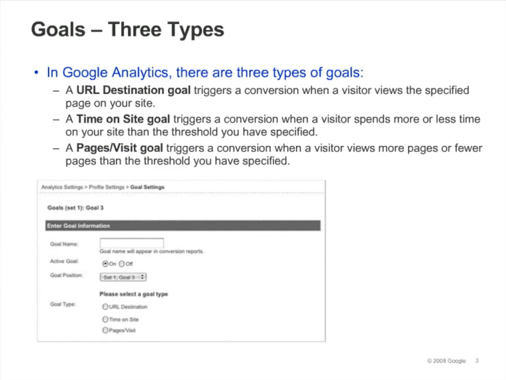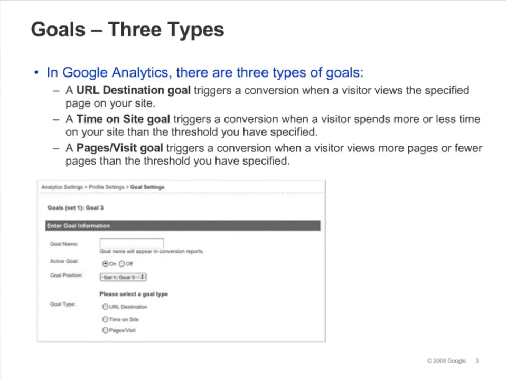There are three types of goals in Google Analytics. A URL destination goal is a page that visitors see once they have completed an activity. For an account sign-up, this might be the "Thank you for signing up" page. For a purchase, this might be the receipt page. A URL destination goal triggers a conversion when a visitor views the page you've specified.